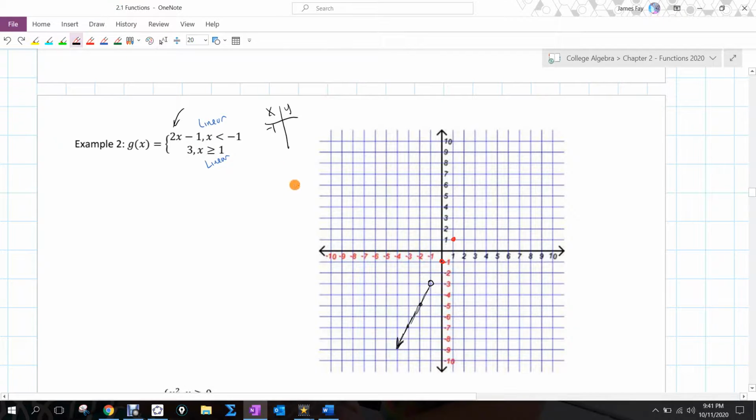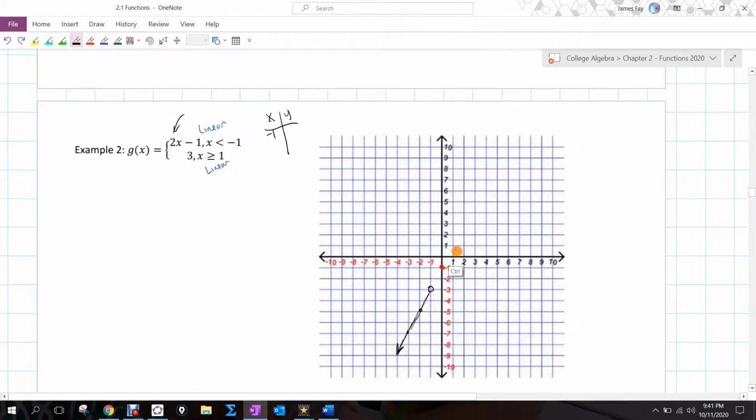Now, for x being greater than or equal to 1, x is greater than or equal to 1 from here. Okay, so that's the x value. So now I should be at a height of 3. That's going to be a closed dot because of the equality. And then if I'm to the right of 1, it's still at a height of 3.